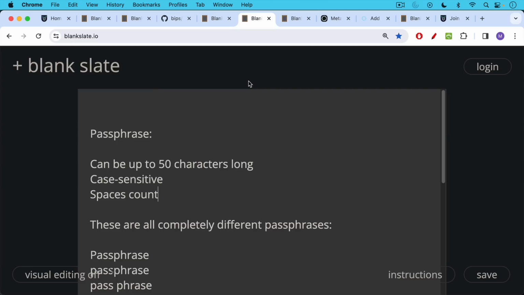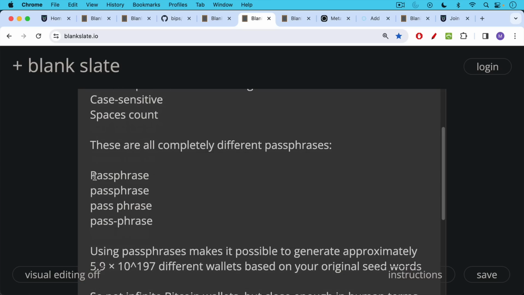Now, the passphrase that's added to your 12-word recovery seed can be up to 50 characters long. It's case sensitive and spaces count. So these are all completely different passphrases: Passphrase with a capital P, passphrase with a lowercase p, passphrase with a space in the middle, passphrase with a hyphen in the middle. This would create four different wallets.